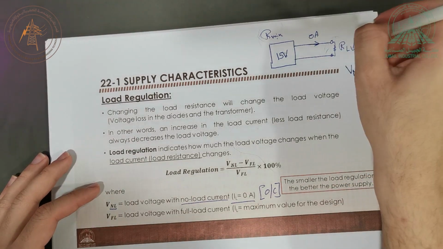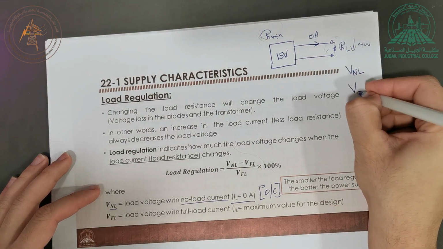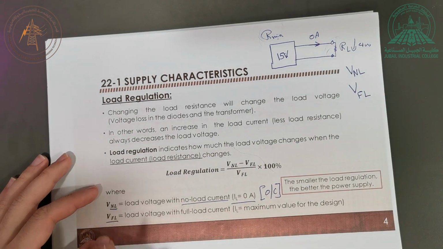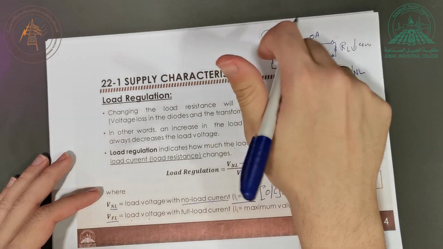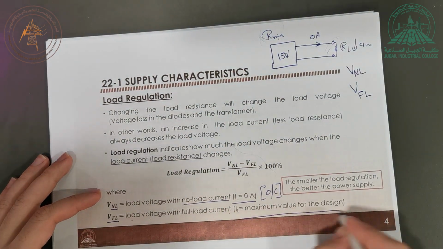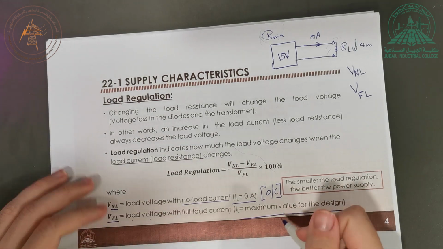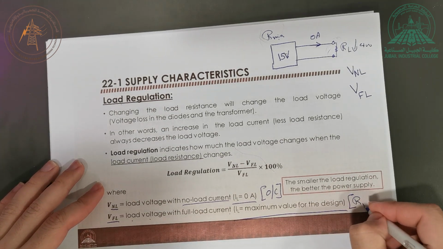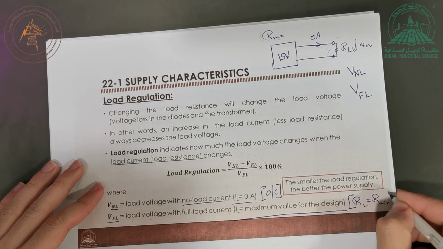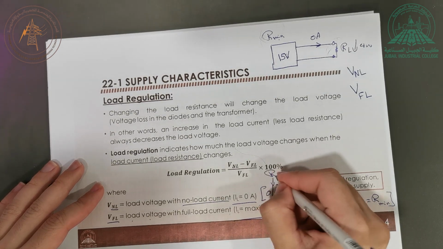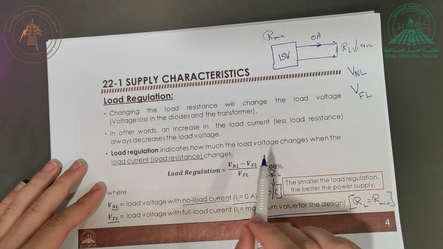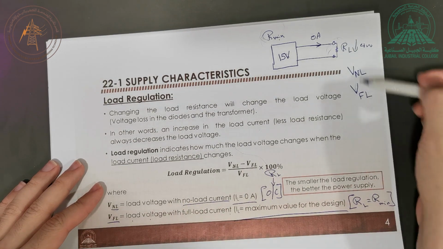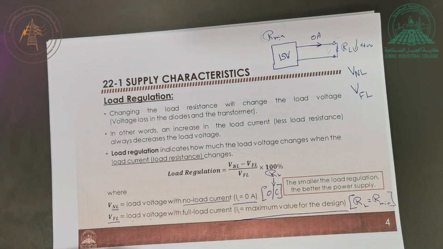But what do we call this voltage in this case? In this case the voltage is going to be called VFL. What is VFL? VFL is the load voltage with full load current, meaning the maximum current this thing can give you. When do you get the maximum current? You get the maximum current when RL is equal to R minimum. And here you get VNL when RL is open circuit. You take these two values and then you apply them in this equation. Very straightforward. The load regulation is equal to VNL minus VFL, divided by VFL, multiplied by 100%. So you get a percentage.